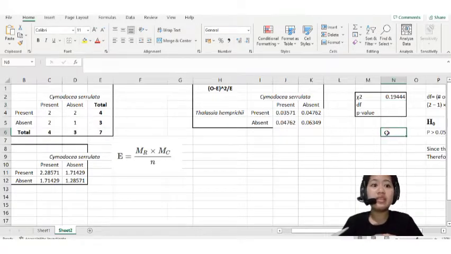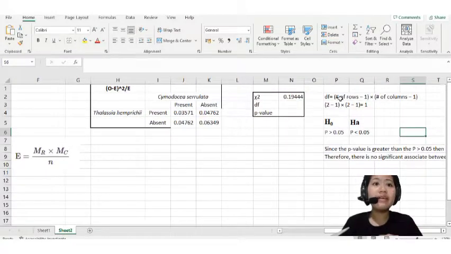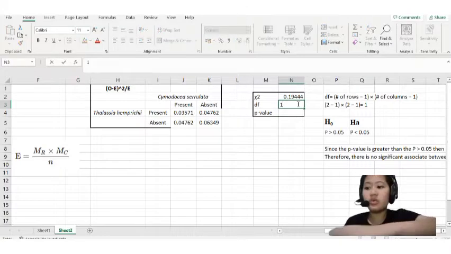So the DF, the degree of freedom. To solve this, we have the number of rows minus 1 times the number of columns minus 1. We're going to follow this table. We have 2 rows and 2 columns. So 2 minus 1 times 2 minus 1 is equal to 1. So put it here, 1.